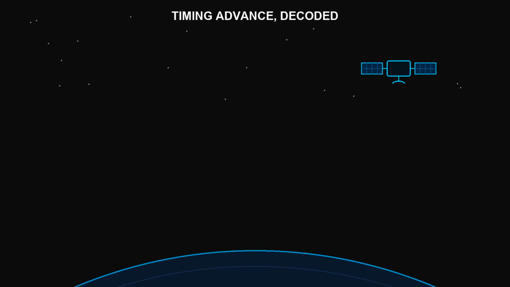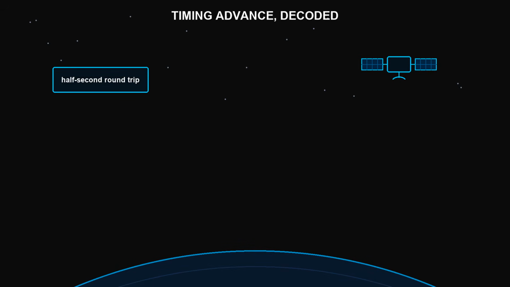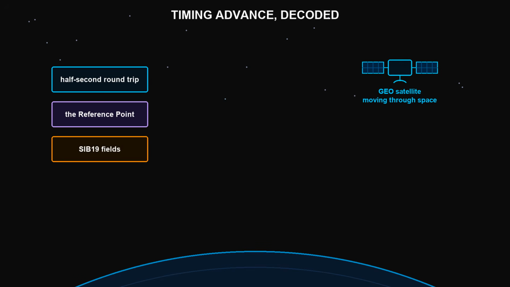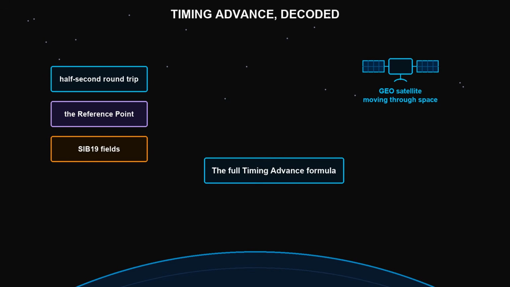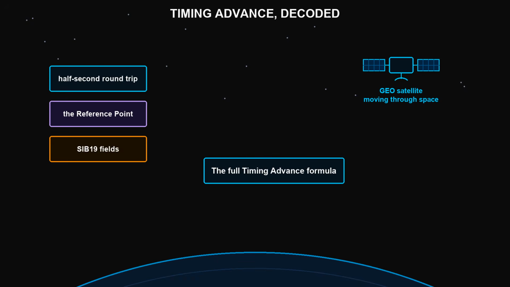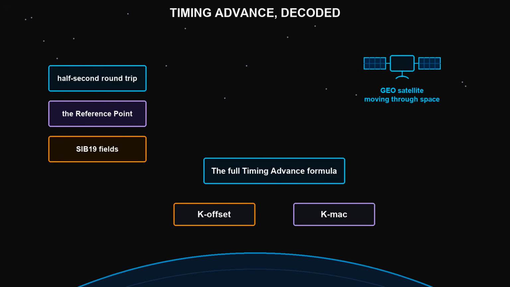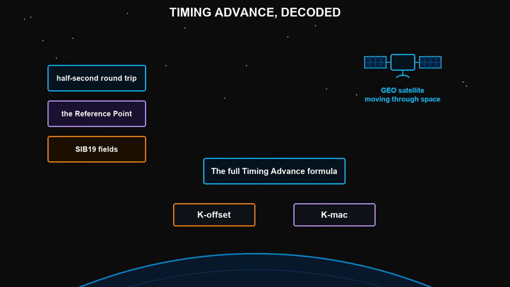Last chapter, we gathered the ingredients: the half-second round trip, the reference point that splits the timing in two, and the SIB19 fields your phone reads straight off the satellite. Today we assemble them. This is the full timing advance formula for NTN. How your phone combines its own GNSS calculation with the network's common delay. Why a value called K-offset even has to exist. What Kmac quietly keeps in sync, and how your uplink stays locked onto a satellite moving through space.